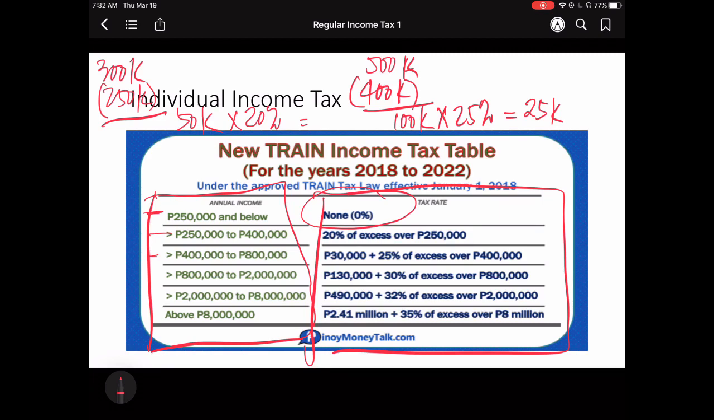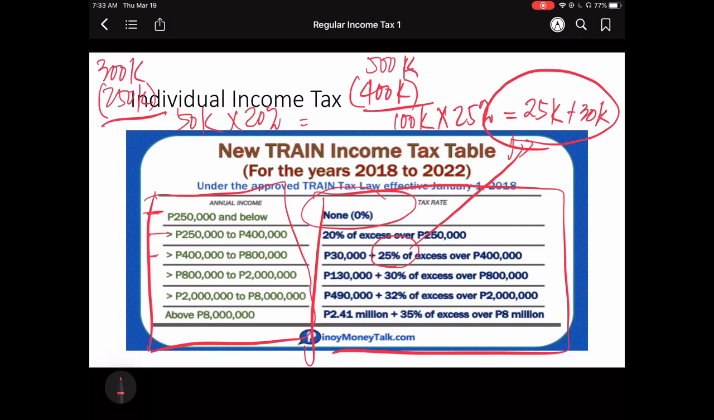So, aside from paying 25%, that is just 25% on the excess of 400,000. So, we are still going to add 30,000, plus the excess. All in all, that is what you will pay as taxable income, as the minimum tax due, if your income is 500,000. So, that is how you are going to read the income tax table for an individual.